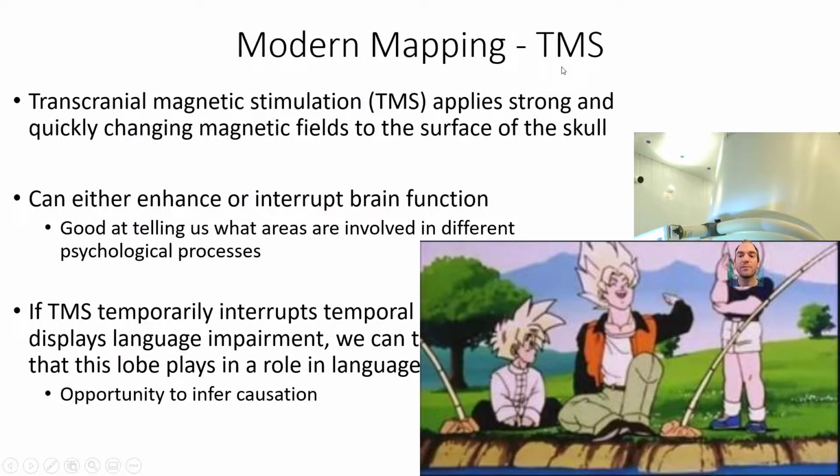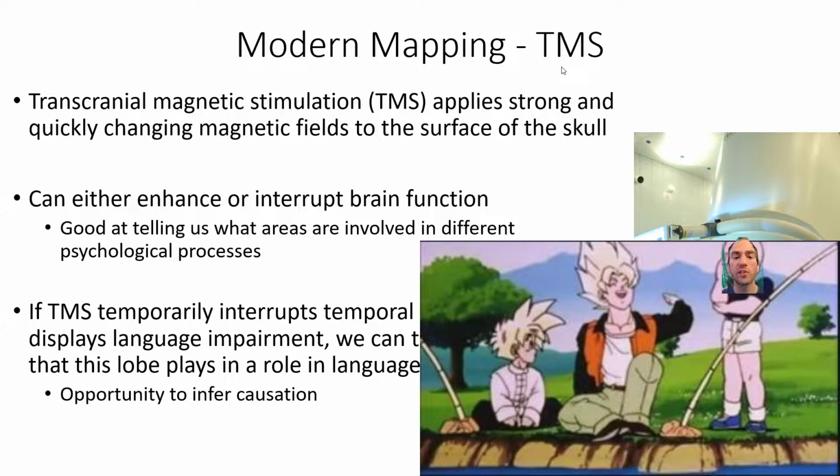And our last technique, transcranial magnetic stimulation, TMS, applies strong and quickly changing magnetic fields to the surface of the skull. It can either enhance or interrupt brain function. It's good at telling us what areas are involved in different psychological processes. For example, if TMS temporarily interrupts the temporal lobe and the subject displays language impairment, we can tentatively conclude that this lobe plays a role in language. It's an opportunity to infer causation.